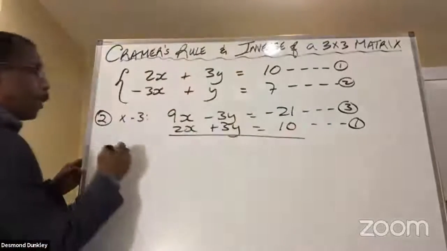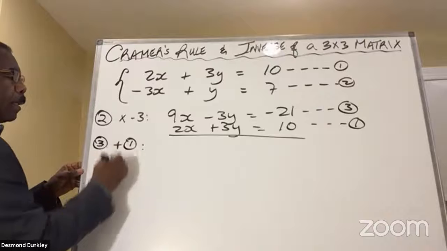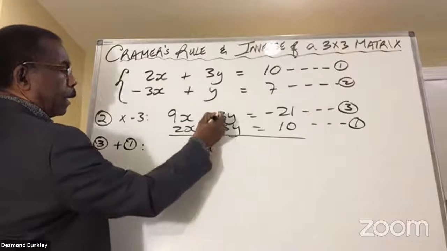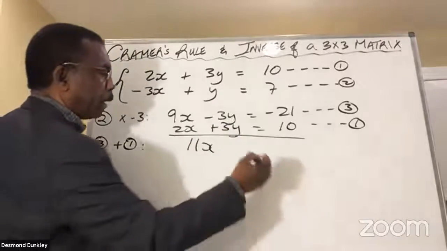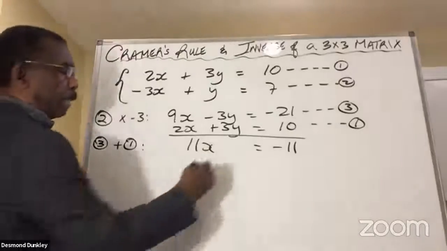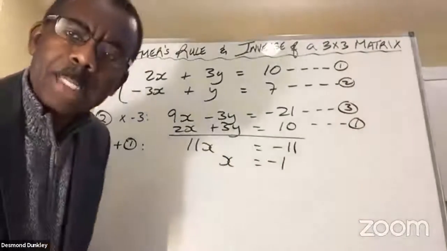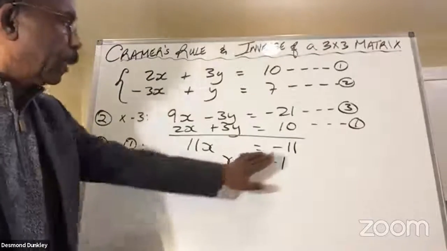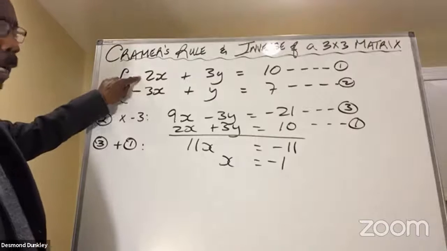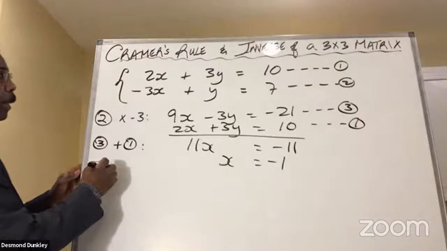Now, if I add equation 3 and equation 1, what do we notice happen? 9x plus 2x is 11x. This and this cancel, and we end up equal to negative 11, which gives us x is equal to negative 1. So we have discovered that one solution is x equal to negative 1. So now, I'm going to go to equation 1 and plug in for x so that I can find y.